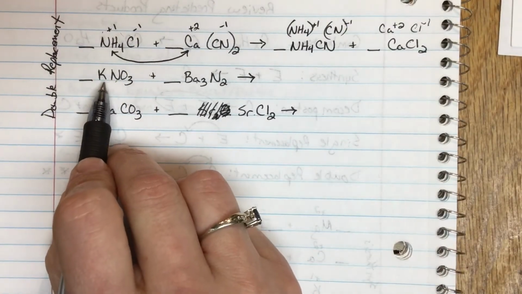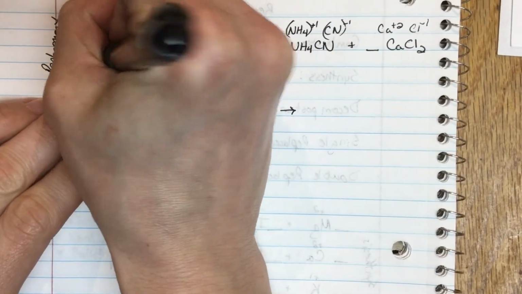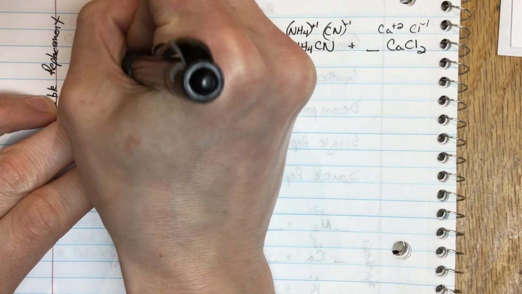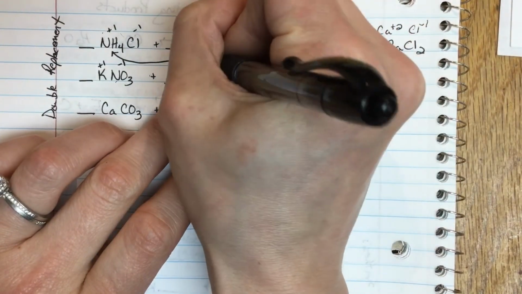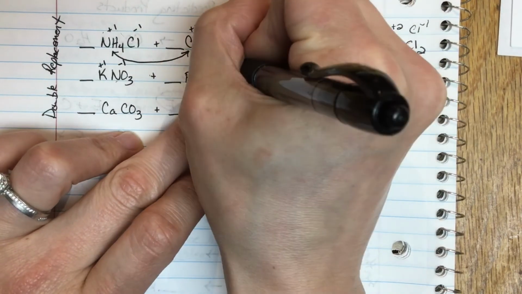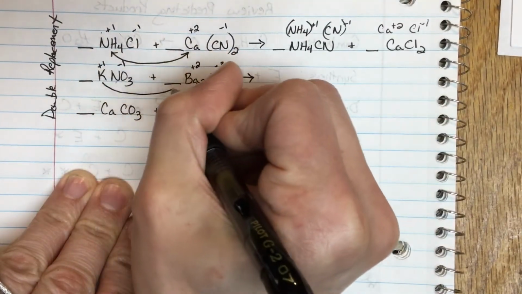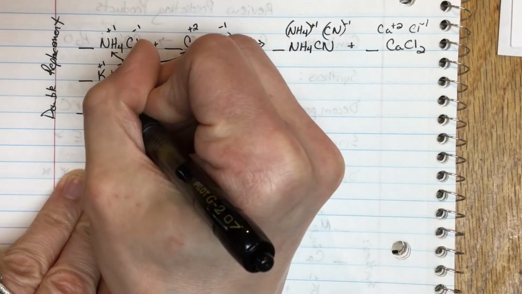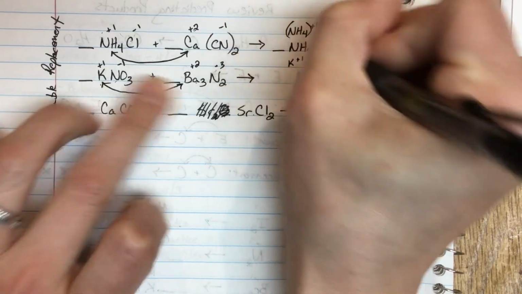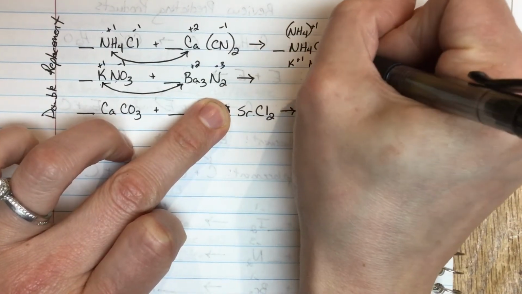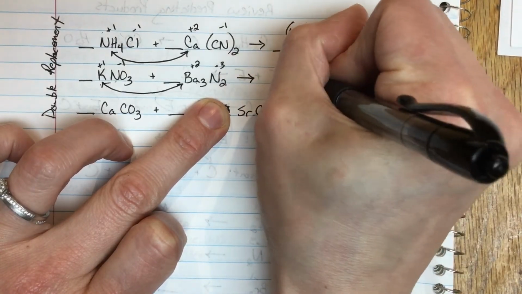For this one, we have potassium being a +1, and nitrate being a -1. Over here we have barium being a +2, and nitride being a -3. Again, we are going to take our cations and we're going to flip-flop them. So potassium is going to go with nitrogen. So if you crisscross those, we end up getting K3N.